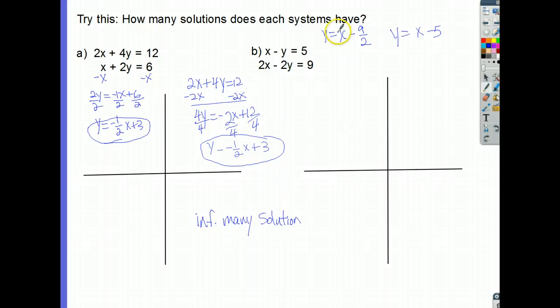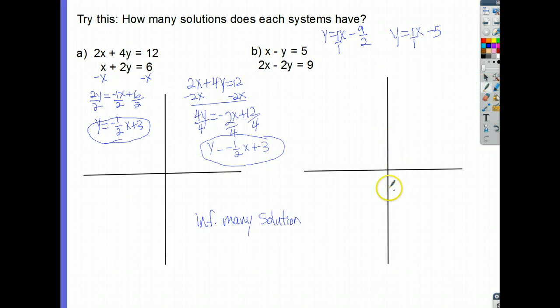What's the slope on this one? It's 1, or 1 over 1. What's the slope on this one? The same, 1 over 1. Now we can graph these, but these have the same slope but different y-intercepts. Well, that's exactly what parallel lines are. We'll take a look and see.